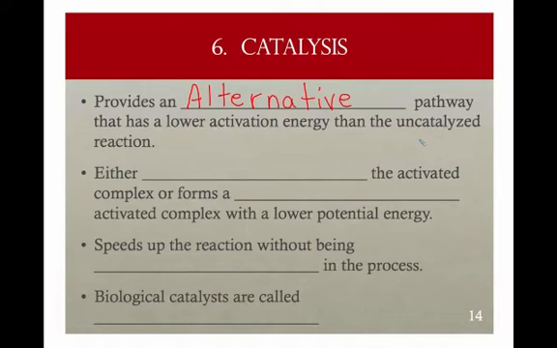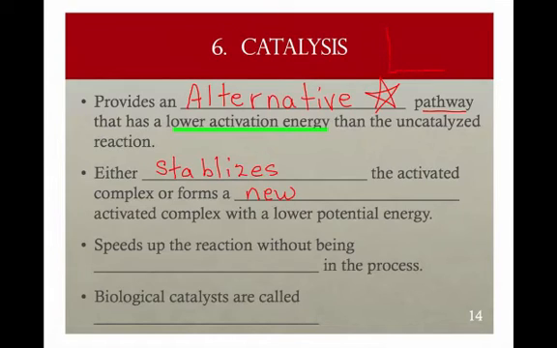Telling us that it speeds up the reaction, that's a pre-AP level question. I want you to know why. And there's 2 ways. So that's a key point. It's an alternative pathway. And that pathway is going to have a lower activation energy than the original. So more molecules have enough energy to get up and over the activation energy curve. It can do this by either stabilizing the activated complex, or it can form a new activated complex.